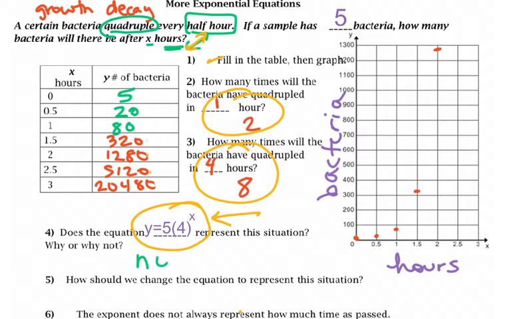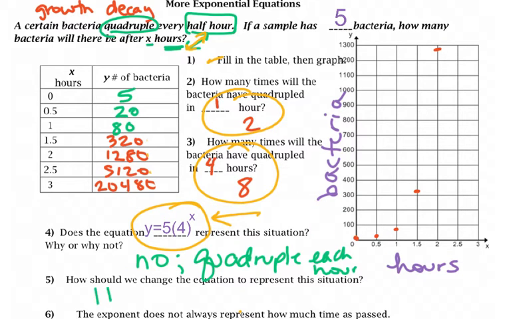Okay, first off, the equation doesn't work because it only makes it quadruple every hour instead of every half hour. So how can we change the equation to represent the situation? If I want 1 hour, that's going to mean that I'm going to quadruple twice. 2 hours is going to mean I'm going to quadruple 4 times.